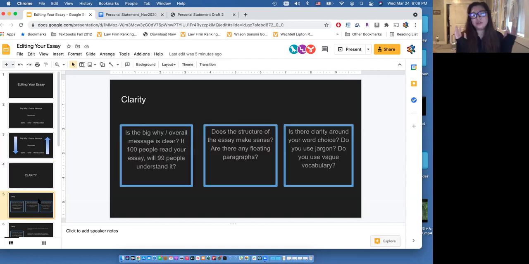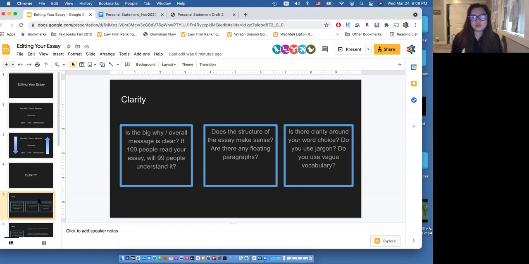And clarity for big overall structure and message: is it clear? Is it a concise message? If 100 people read your essay, will 99 people get it? I don't want to say 100 because you always get that one person who might take it very differently, but will 99% of people understand and get what you're trying to say? With the structure, does the structure of the essay make sense? Is it a cohesive story?